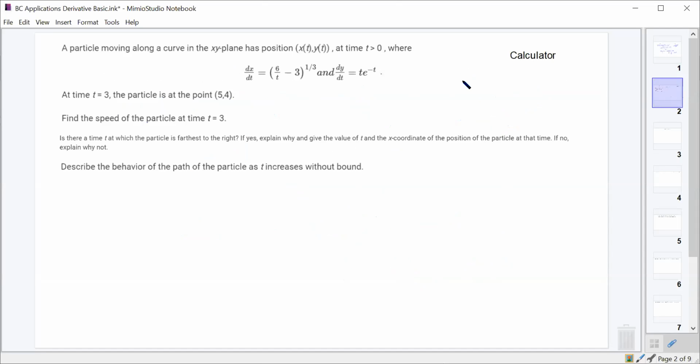All right, here is a nice little parametric, and this one is a calculator question, so you're allowed to use your calculator on this. I got 3 different parts to this. They're giving you dx dt for a position function for this vector or this parametric. And we want to find the speed. And then we want to know if there's a time when it's furthest to the right. And if not, explain why. And then we want to know what happens to the path of the particle as t increases without bound.